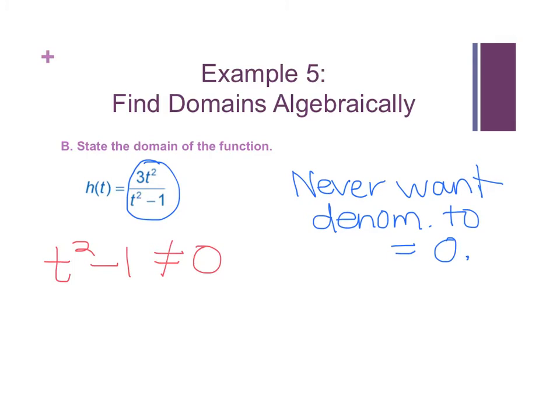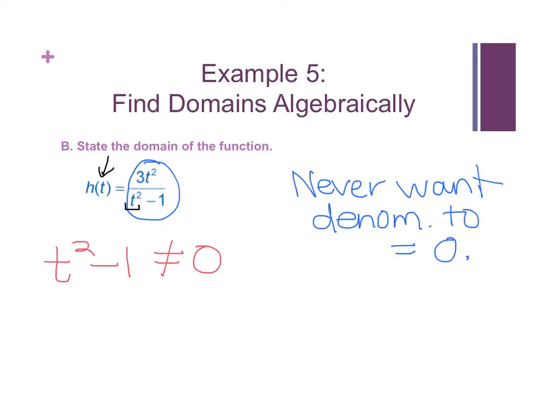Okay, I don't want t squared minus 1 to equal 0. So I'm going to figure out what values of t are going to make this function 0. The reason I'm solving for t in this example instead of x is that t is our independent variable. Instead of using the function h of x, they're using t as the independent variable, so in order to figure out the domain, I need to figure out what values of t I can plug into the function so that I get an output, a value for h of t.